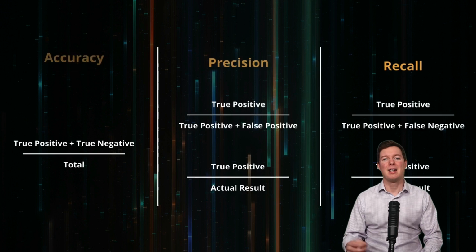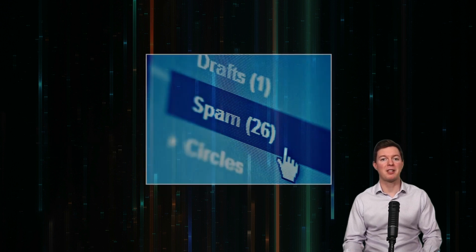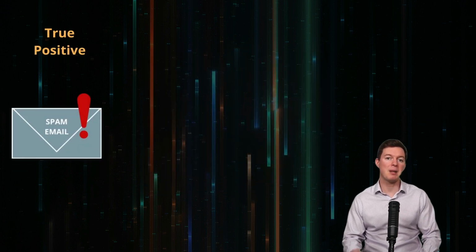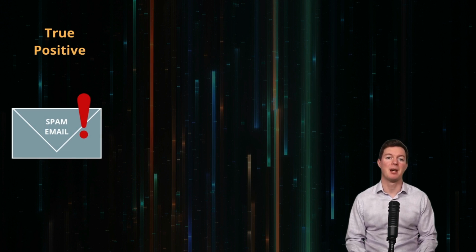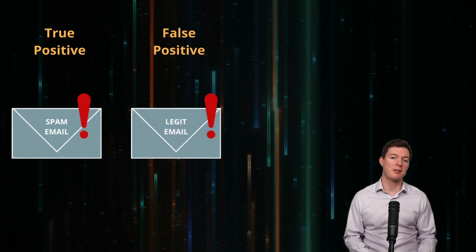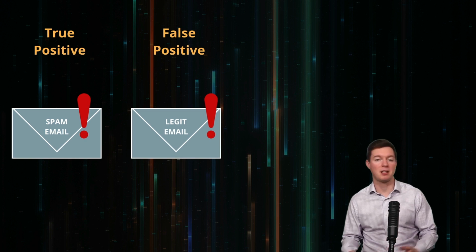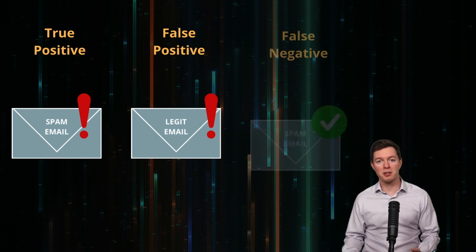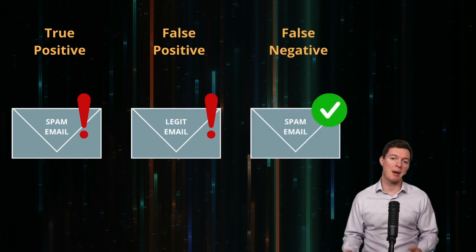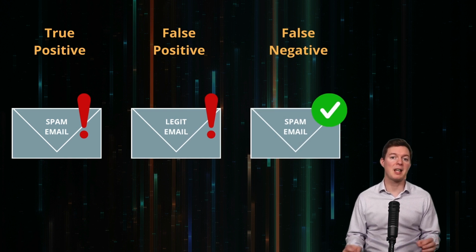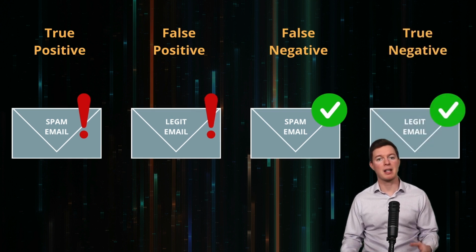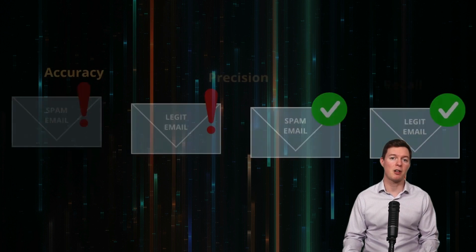Okay, I've probably lost you there. Let me explain. In email filtering, a true positive is the identification of a spam email that is actually spam. A false positive would be the identification of an email as spam that is not spam. A false negative would be an actual spam email that the filter mistakenly classifies as not spam, allowing it to reach your inbox.